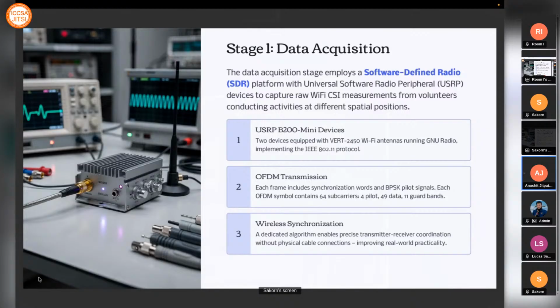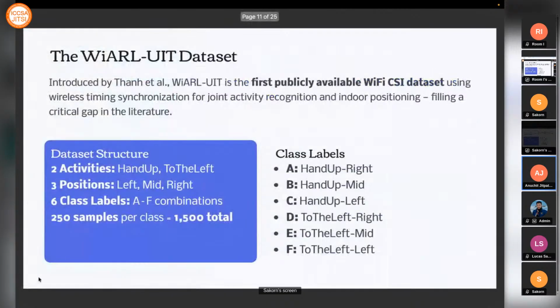For data acquisition, we use a software-defined radio platform with USRP B200 mini devices to capture raw Wi-Fi CSI as volunteers perform activities at different spatial positions. Specifically, we use two USRP B200 mini devices with VERT 2450 antennas, running GNU Radio, implementing the IEEE 802.11 protocol.